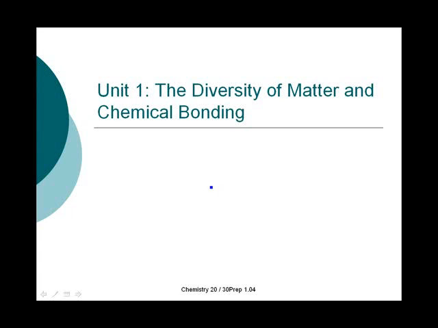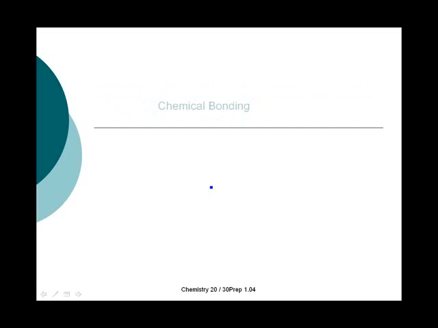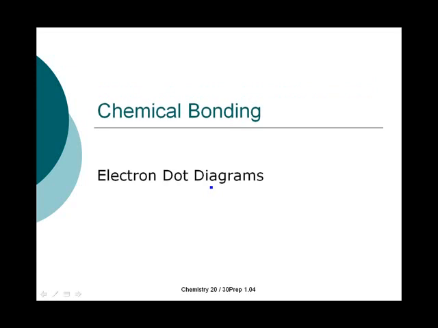Welcome back to Unit 1, the diversity of matter and chemical bonding. Today we're going to be looking at chemical bonding, and we're going to start talking about electron dot diagrams. These are going to be tools that we can use to help us predict what kind of chemical bonding is going to occur between two atoms. And it's pages 14 through 17 in your Inquiry into Chemistry textbook.